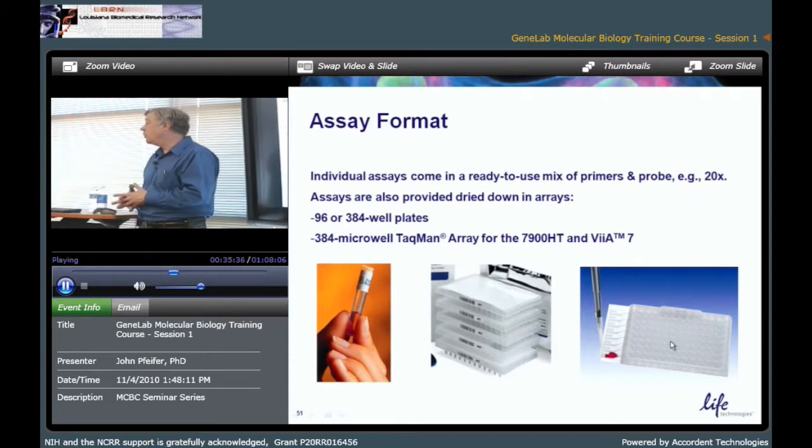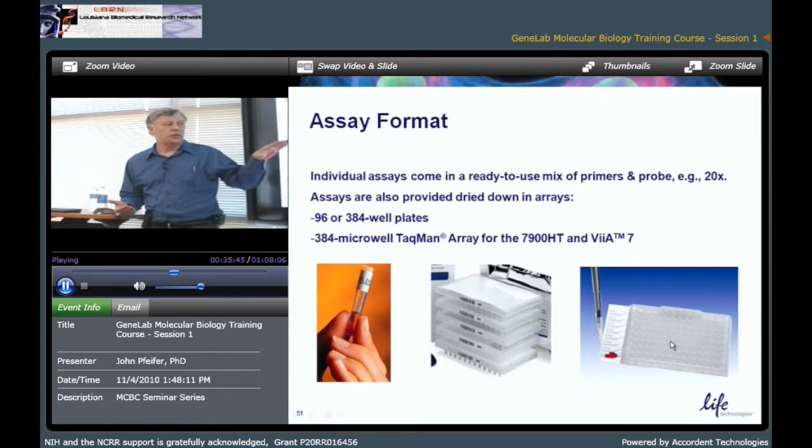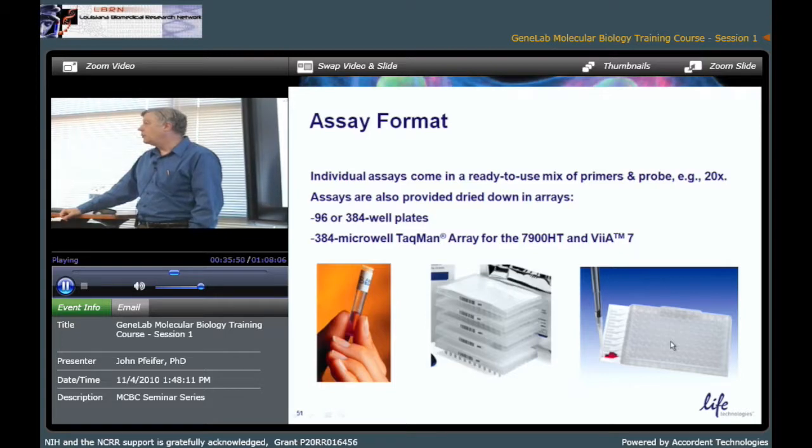But when you wish to quantify more than 12, it becomes more economical and certainly way easier to do what are called TaqMan arrays, or TaqMan array plates, where the assays are already dried down into the plate. So all you have to do is make one master mix. I mean, imagine if you wanted to quantify 96 different genes, if you did it with individual assays, it would be really expensive and it would be a lot of labor. You have to make 96 master mixes. This way you only make one master mix.